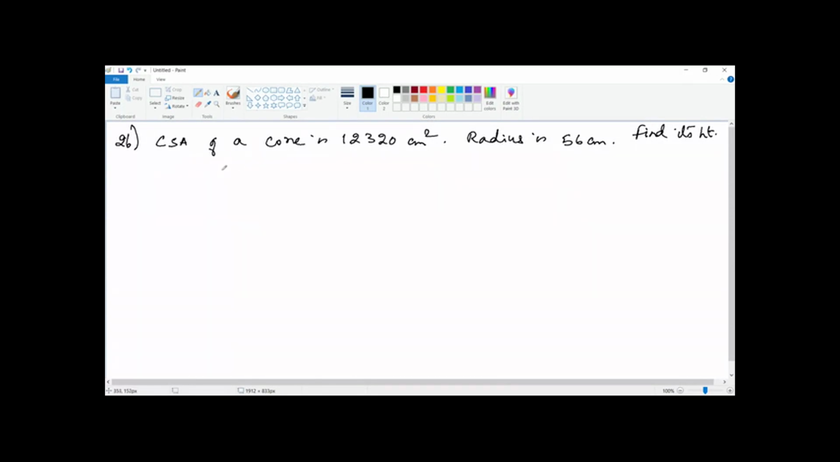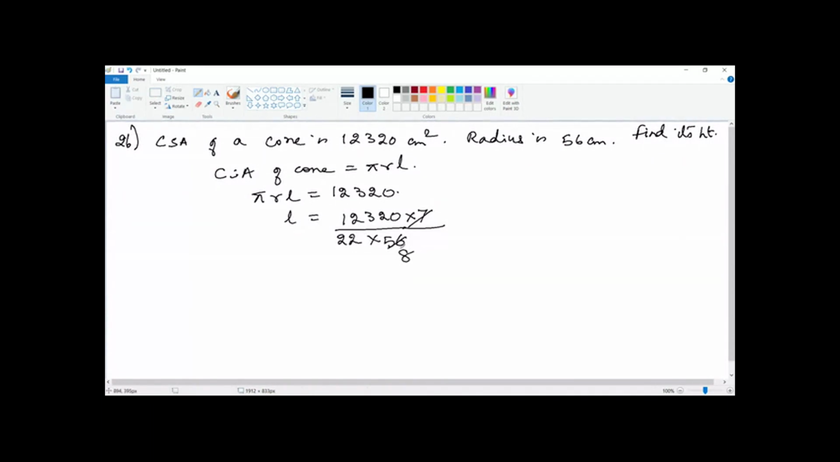Formula for CSA of cone is pi r l. So pi r l is 12,320. Now l equal to 12,320 divided by 22 by 7 into 56. Ma'am, I got 70.